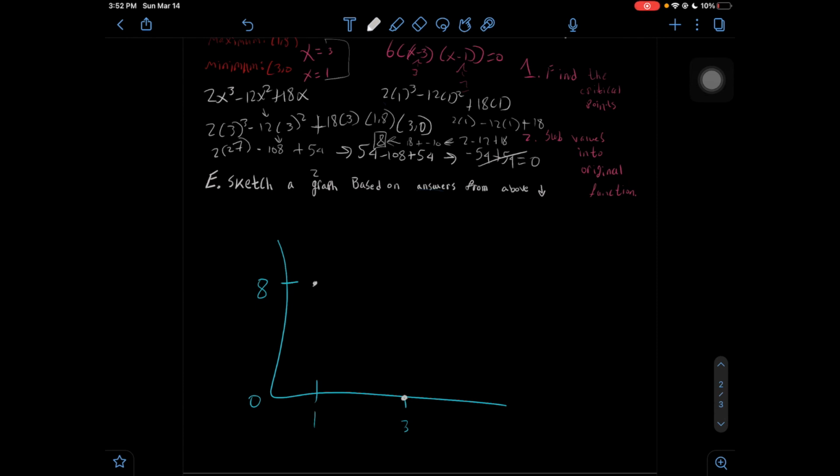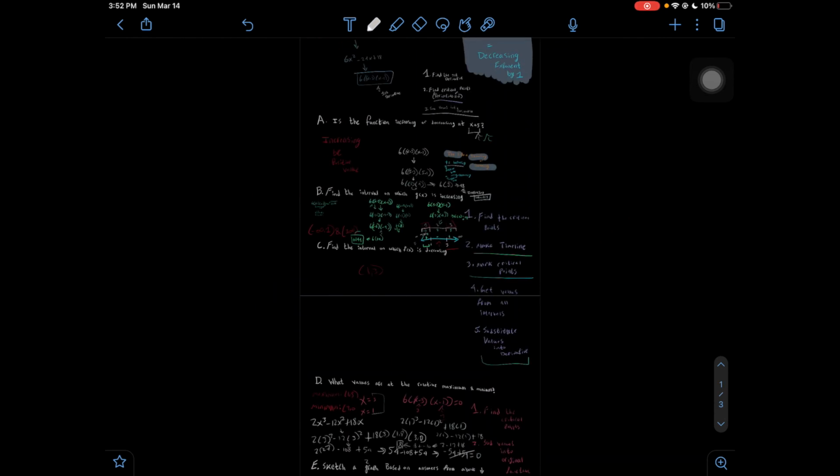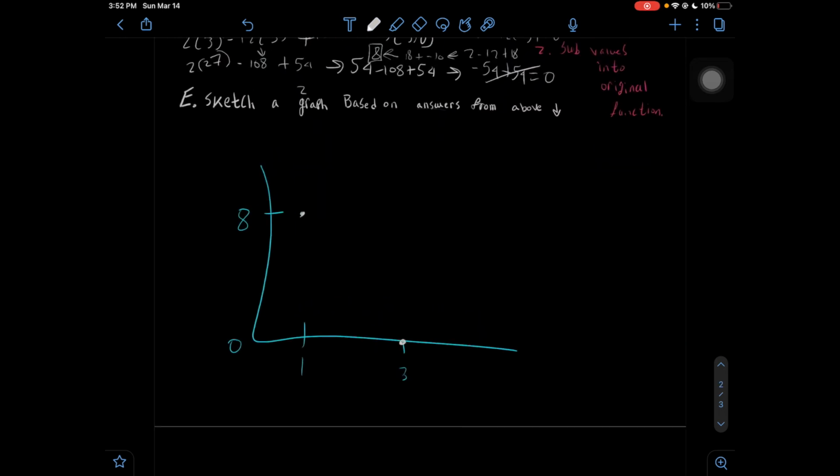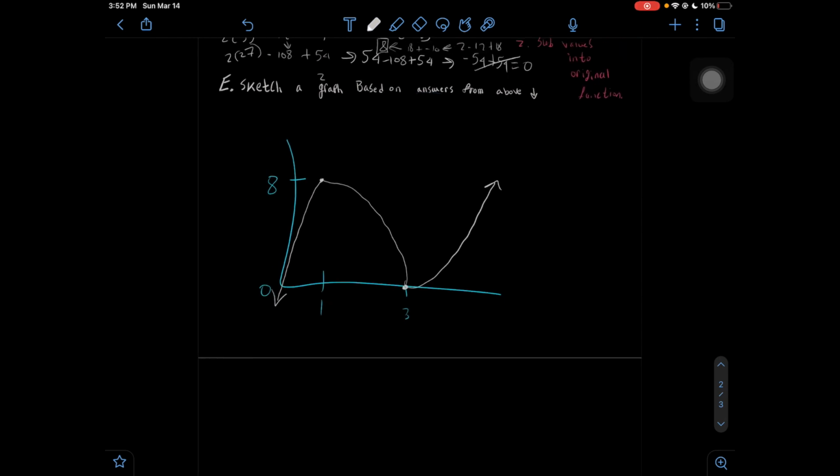And now what we know is we can look at our B and C where we know it's increasing and decreasing. We said it's increasing from negative infinity to 1, so we're going to draw the increasing arrow, because again, it's infinity. And we know it's decreasing from 1 to 3, so we can show that it's decreasing. And then again, it's increasing from 3 to infinity. And that is a really bad graph, but it looks something like this.